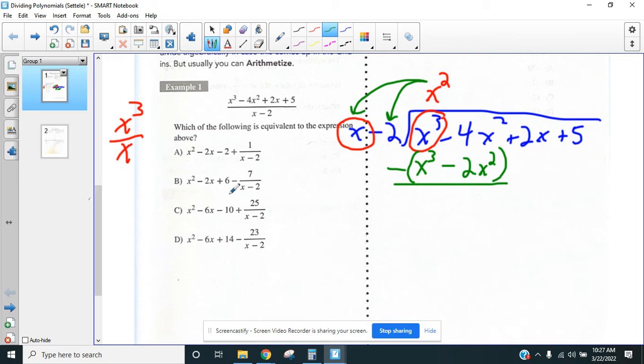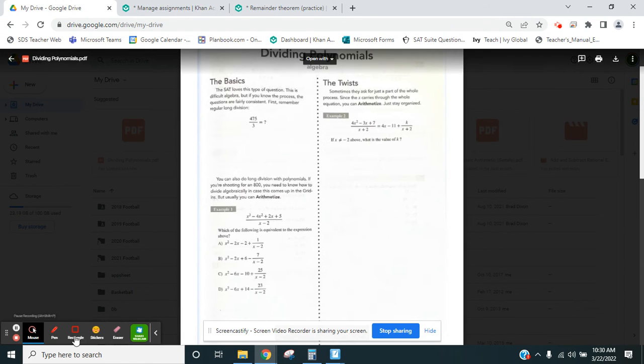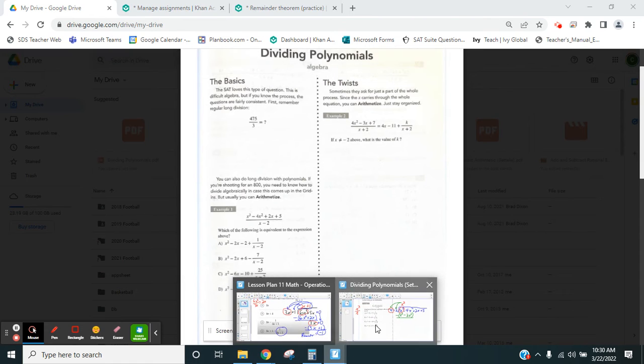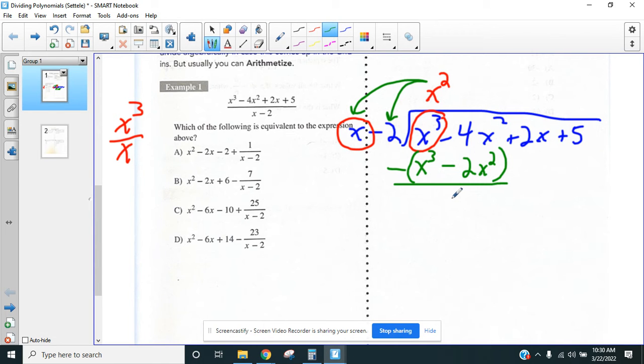Okay, I'm going to pause here. I want you to try it out. Try it out the proper way. And you can always check yourself by arithmetizing. All right, I'm going to start working on it up here. If you want to keep working, just don't look up.